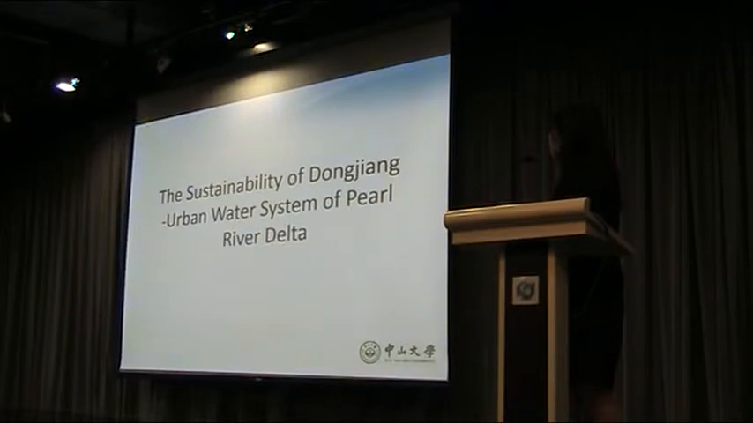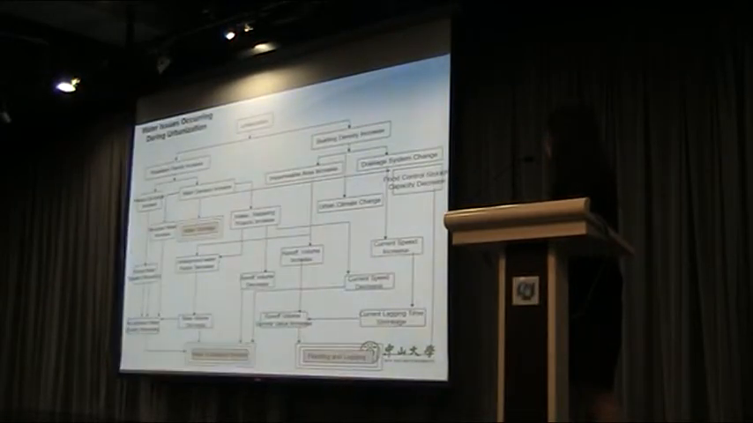Today I'm going to talk about the sustainability of Dongjiang River. Well, this is a pretty big title, so I'm going to focus on the urban water systems of the 9 cities along the Pearl River Delta, especially 4 cities along Dongjiang River. Before that, based on my pretty intensive reading, I summarized the framework like this.